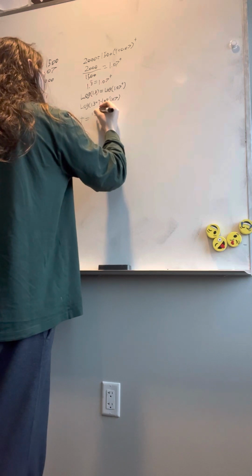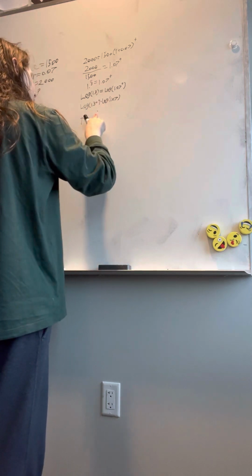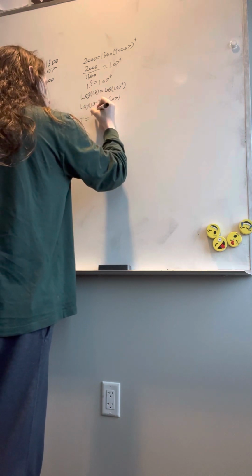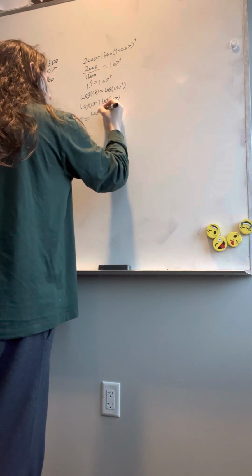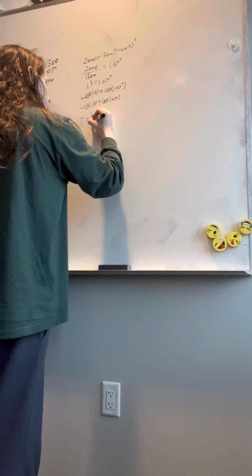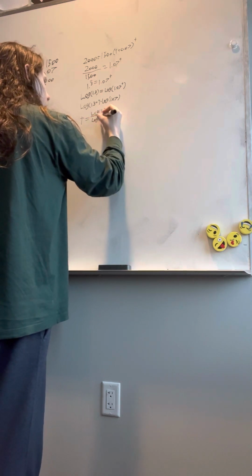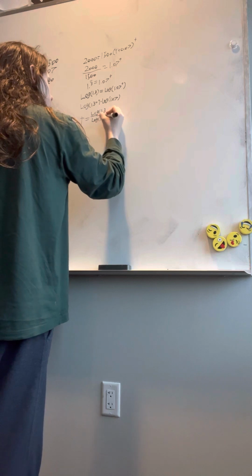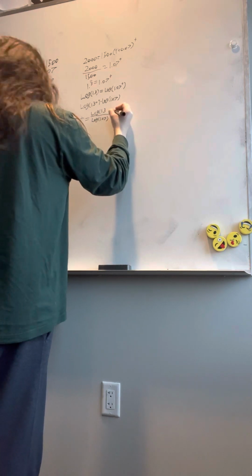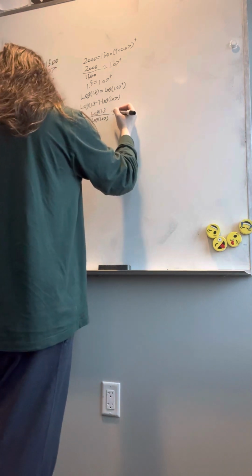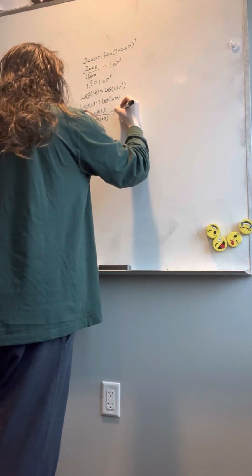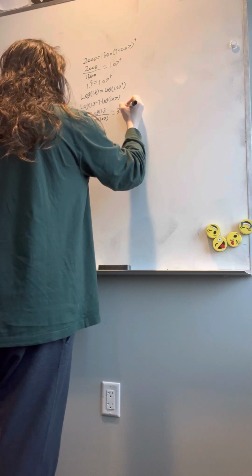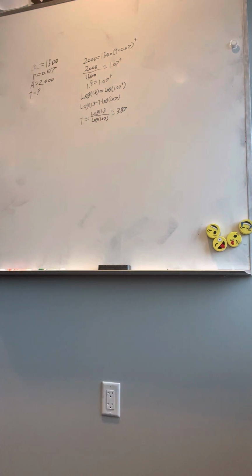log 1.3 over log 1.07. Awesome. That got us 3.87 for that. Alright. So that's T. Great.